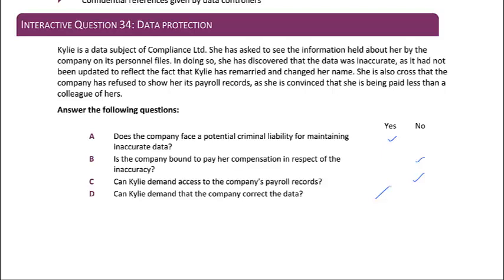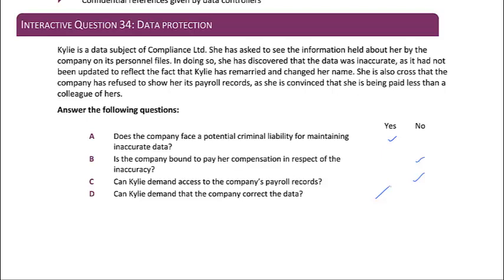So, Kylie, she's a data subject. We don't have to worry about that then. She wants to see information held about her by the company on its personnel files. She's realised it's inaccurate. It hasn't been updated. She's remarried and changed her name. She's also cross that the company won't let her see the payroll records as she thinks she's being paid less than a colleague. Well, does the company face a potential criminal liability for maintaining inaccurate data?